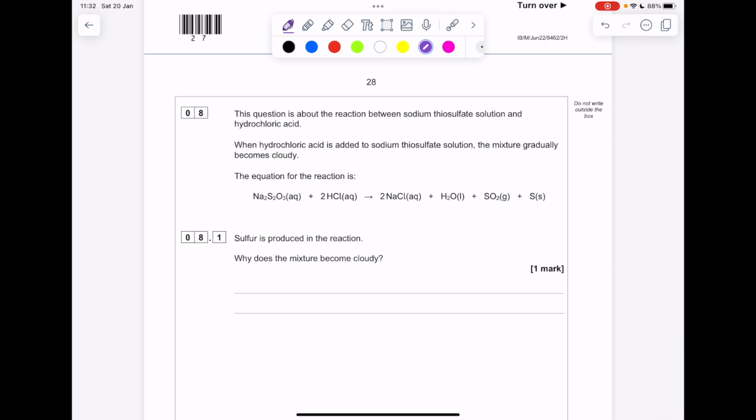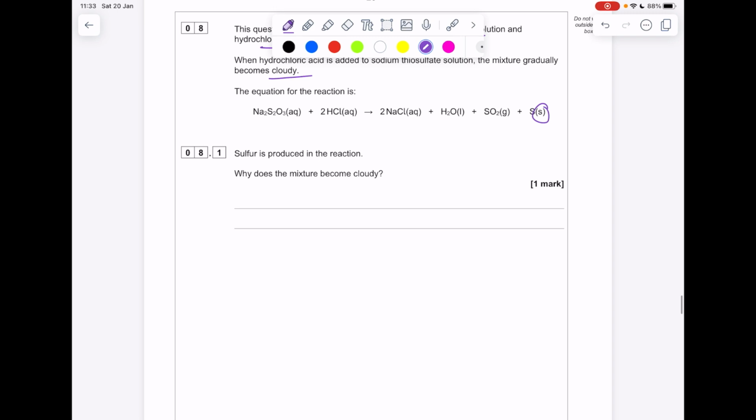This question is about the reaction between sodium thiosulfate solution and hydrochloric acid. When hydrochloric acid is added to sodium thiosulfate, the mixture gradually becomes cloudy. Sulfur is produced in the reaction. Why does the mixture become cloudy? Because you've produced a solid or a precipitate.